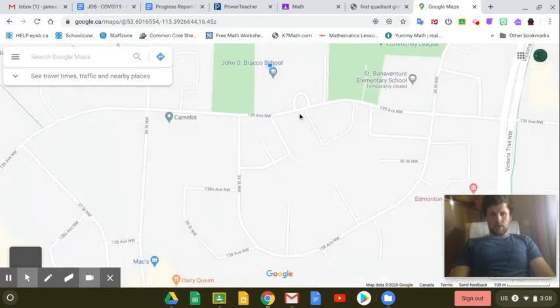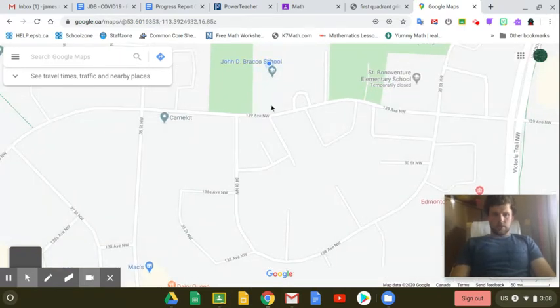Now, John D. Bracco School is on 139th Avenue. And its address is actually 3150 139th Avenue. So the 31 means 31st Street and 139th Avenue. Now it's kind of confusing because 34th Street is kind of right beside it, but that's okay. Its address is 3150, so 31st Street and 139th Avenue.